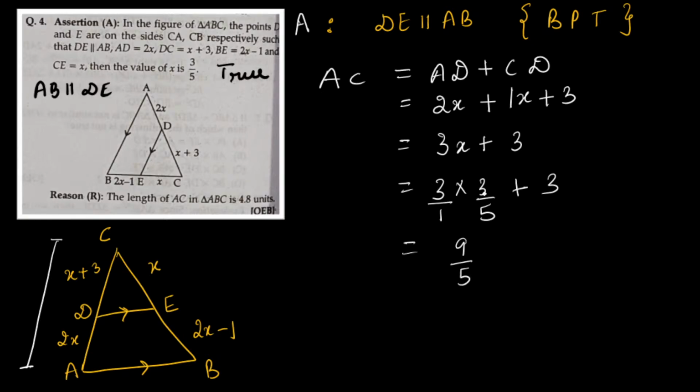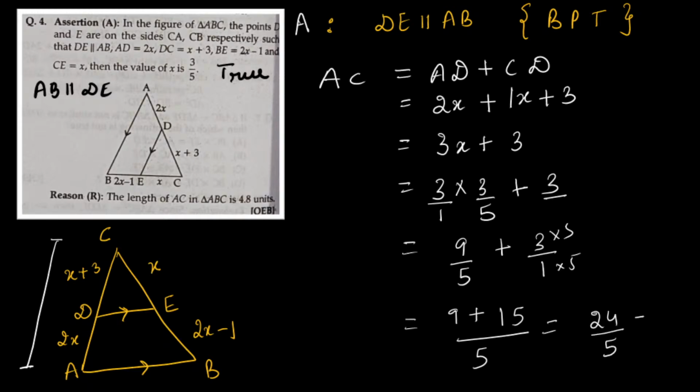Don't multiply this 3 with both. So numerator with numerator, denominator with denominator. Here I have 3, 3 by 1 I can write, I have to take the LCM. So 9 plus 15, 3 into 5, 15 by 5. 9 plus 15 is 24. 24 by 5, if you divide, it is 4.8. Yes, so 4.8 units only we are getting. So that's also true.